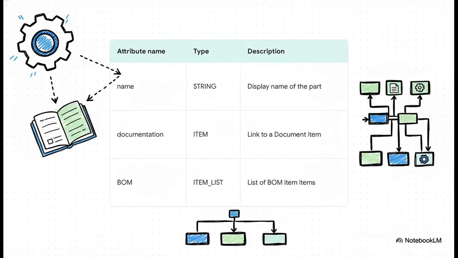We're going to create our foundational part model. If you look at the structure, it's pretty simple. It has a name, a link to some documentation for all the specs, and then, this is the most important part, it has a BOM attribute. And that's the key. It's a list that's going to hold all of its subparts.